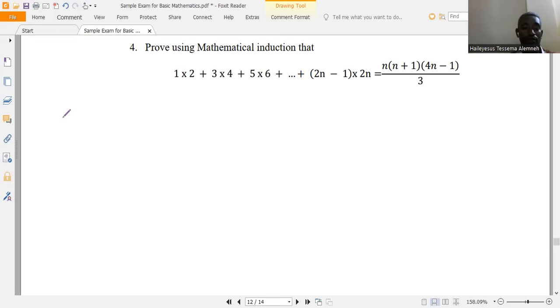In mathematical induction, we follow 3 steps. The first one, we are going to show that it is true for the first element, for n equal to 1.